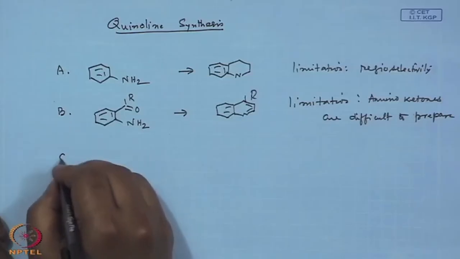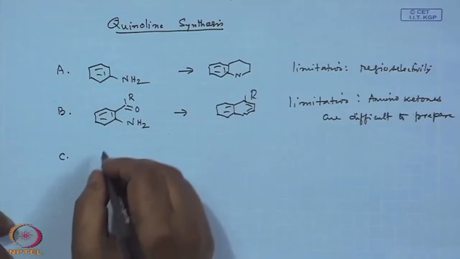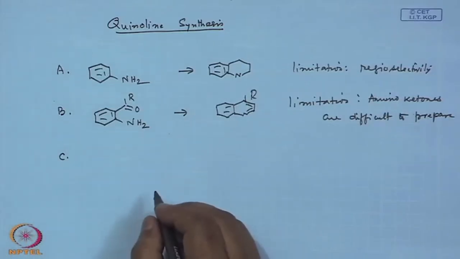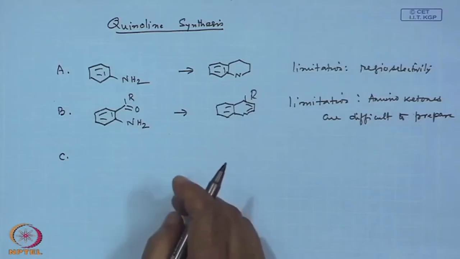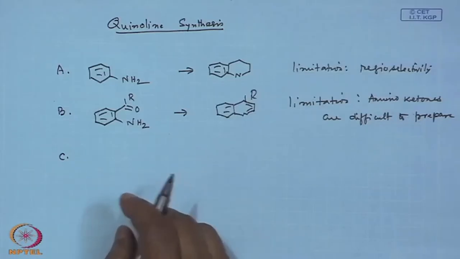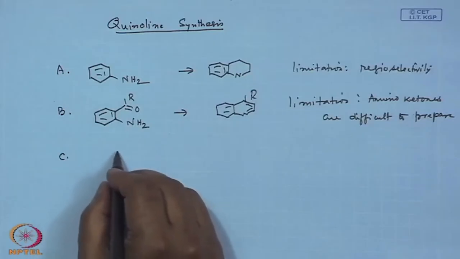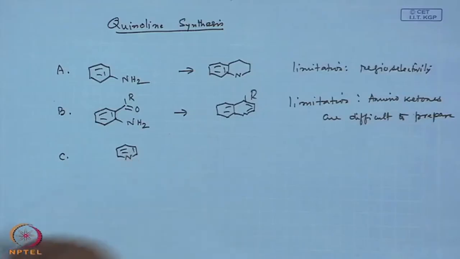It all depends on the situation which you want, and in some cases the reaction conditions are also very important. The third approach could be, it is not that well known though. What is the third approach? So, we have two important possibilities. Third approach could be you start from a pyridine nucleus, right?